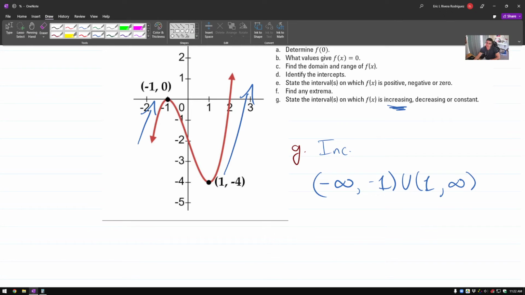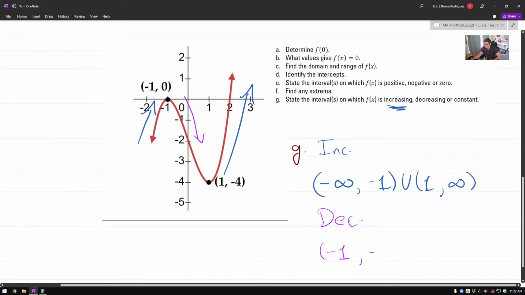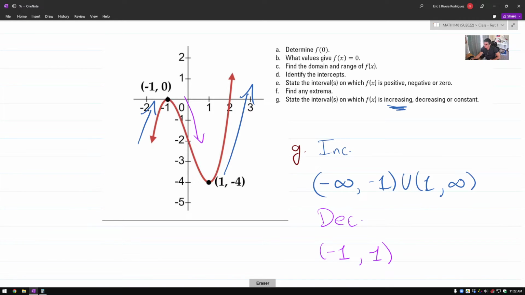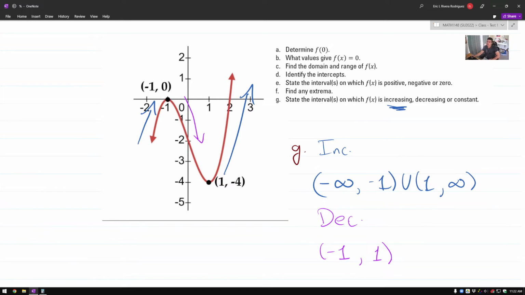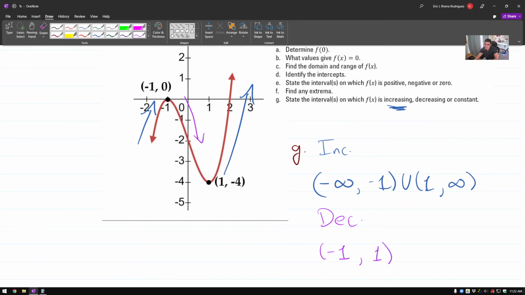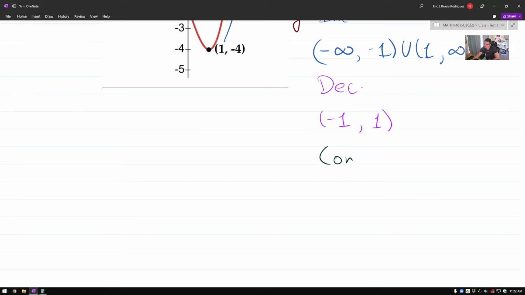Okay, decreasing. We have only one region of the graph that goes down from left to right. So decreasing is from negative 1 to positive 1. And that's all that we have of decreasing. Constant. Do we have a constant? Is there any constant behavior here? No. If there is no constant behavior, you can omit it or just put non-constant behavior.